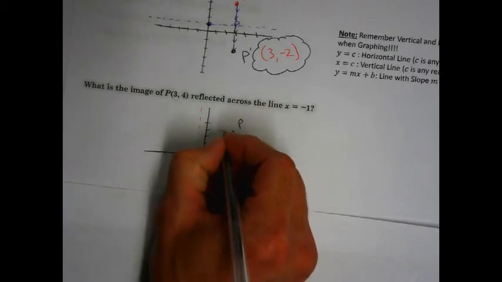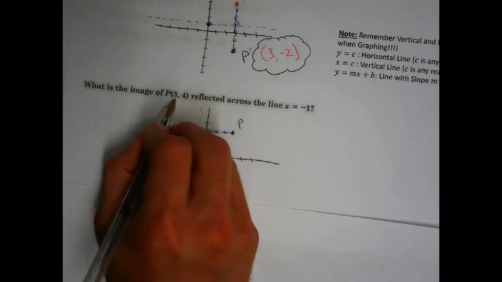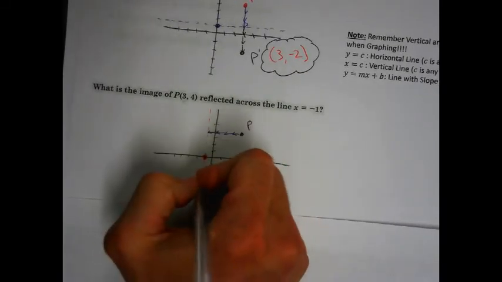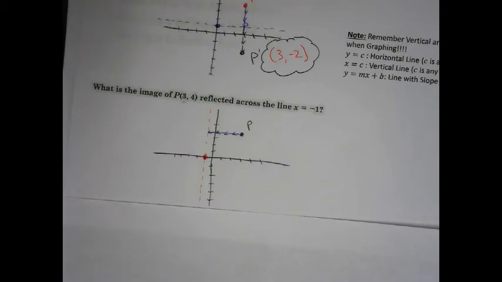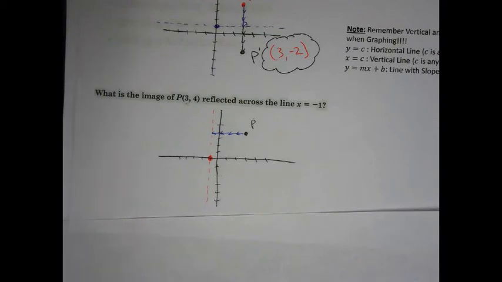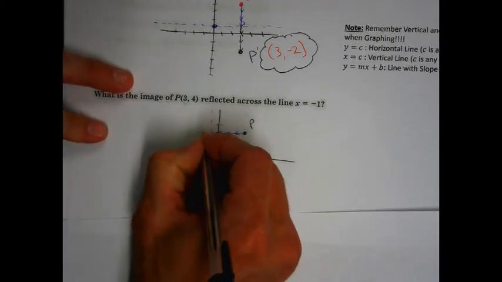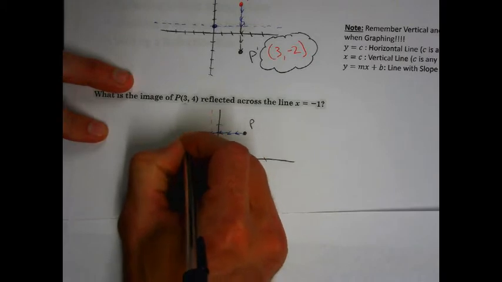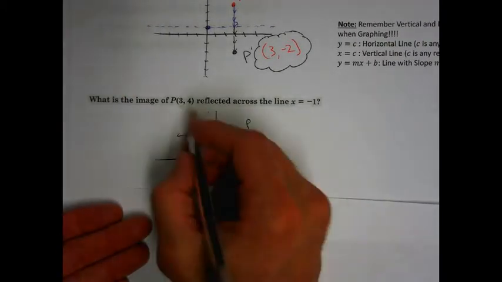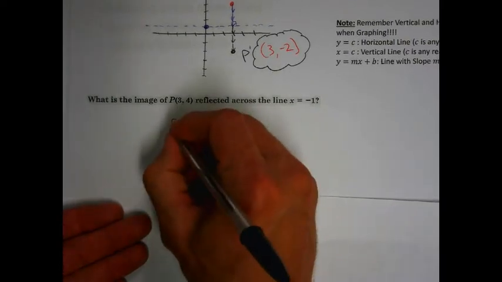We got 1, 2, 3 until the y-axis. Isn't that neat? 3 until the y-axis. And then 1 more. So we went 4 units to get to the line of reflection, right? So let's do 4 more units away from the line of reflection. 1, 2, 3, 4. What would be 4 more units from -1? It would be -5. So here's our P prime.